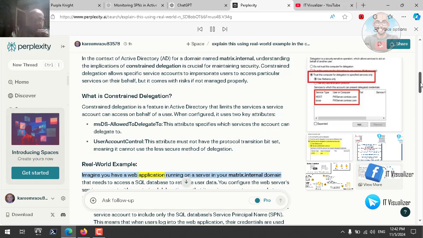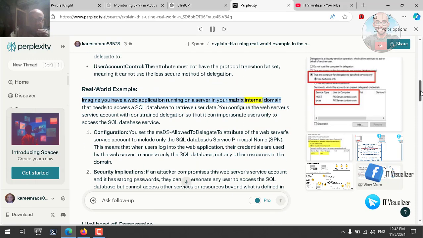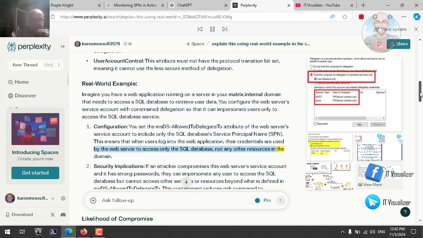Real-world example. Imagine you have a web application running on a server in your matrix.internal domain that needs to access a SQL database to retrieve user data. You configure the web server service account with constrained delegation so that it can impersonate users only to access the SQL database service. Configuration: you set the msDS-AllowedToDelegateTo attribute of the web server service account to include only the SQL database's service principal name, SPN. This means that when users log into the web application, their credentials are used by the web server to access only the SQL database, not any other resources in the domain.